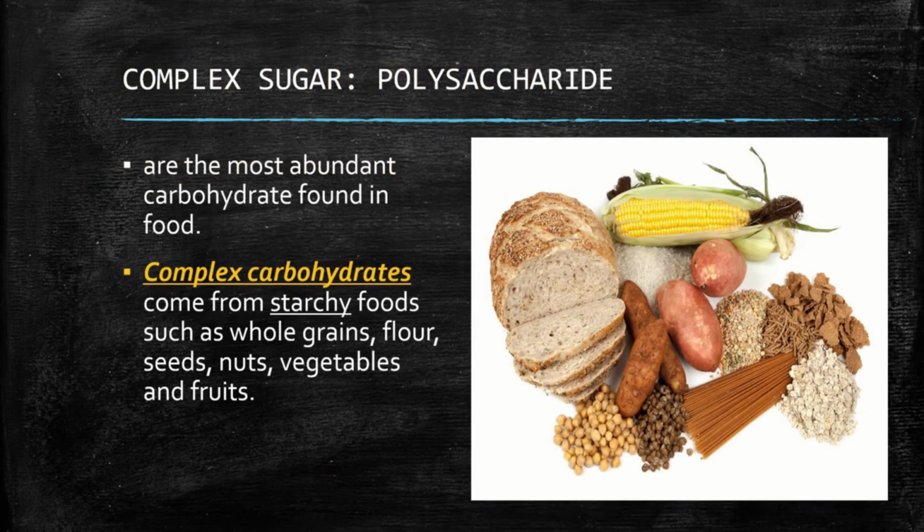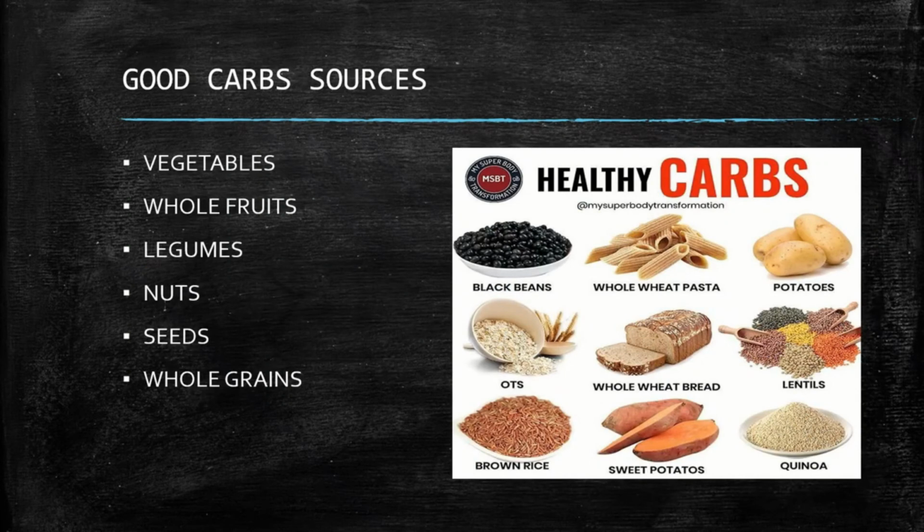Also, they are the most abundant carbohydrate found in food, and they come from starchy foods like whole grains, flour, seeds, nuts, vegetables, and fruits. There are different sources of carbohydrates. There could be good ones, there could be bad ones. Good sources of carbohydrates come from vegetables, whole fruits, legumes, nuts, seeds, and whole grains. So technically speaking, when looking for good sources of carbohydrates, we need only look at nature. Usually, what comes from nature is a healthier choice.